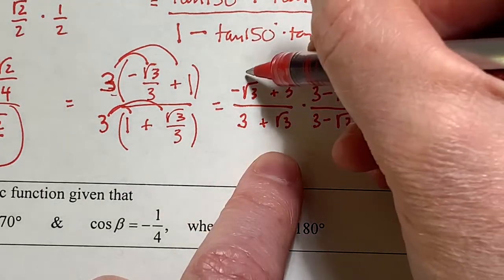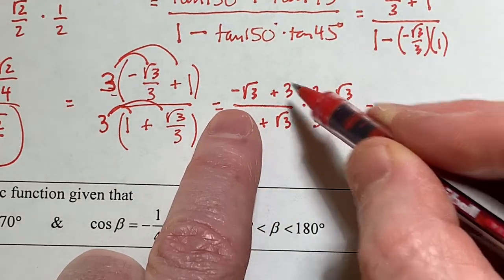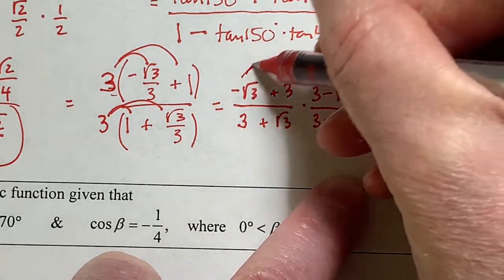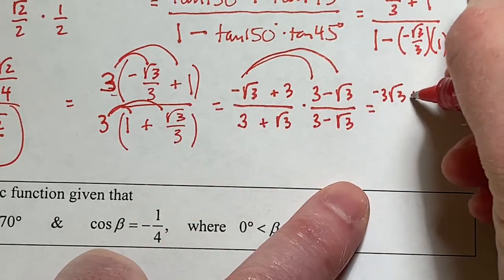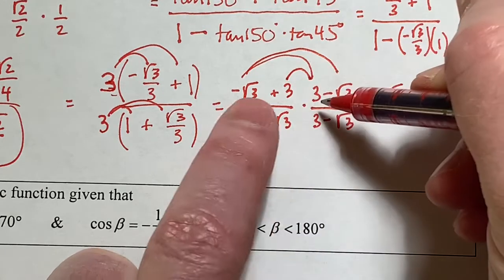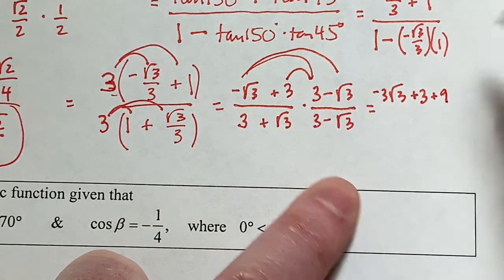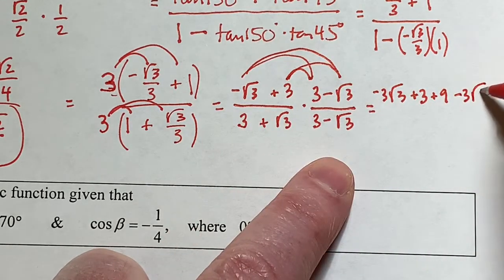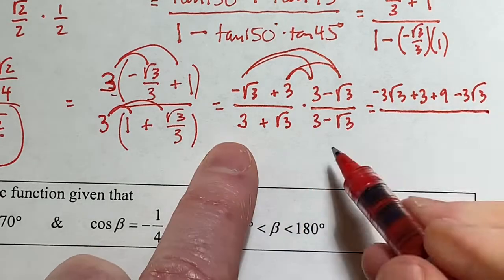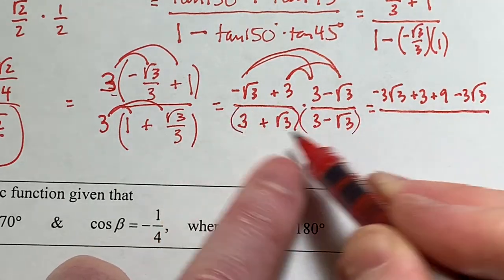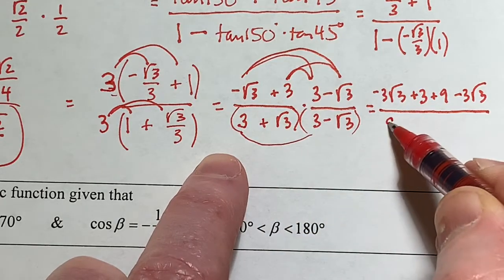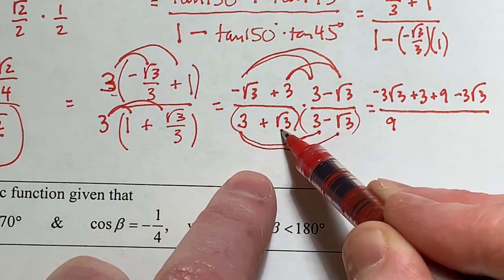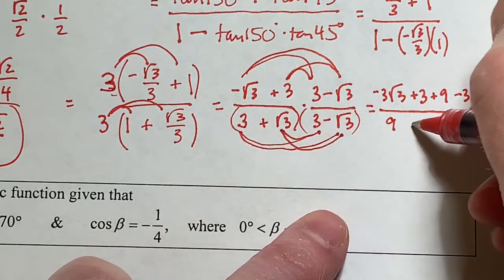Okay, so at this point, I'm just going to have to hunker down and FOIL this thing out. So this times this is negative 3 root 3. This times this is positive 3. Be real careful here. This times this is positive 9. And then finally, that times that is negative 3 root 3. Nothing canceled. But here, because these are conjugates, the middle part, right? You're going to do first times first is 9. But what happens with the outer and the inner? They're opposites, they cancel. And then finally, last times last is negative 3.